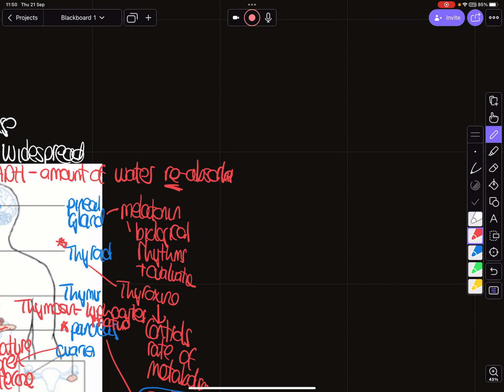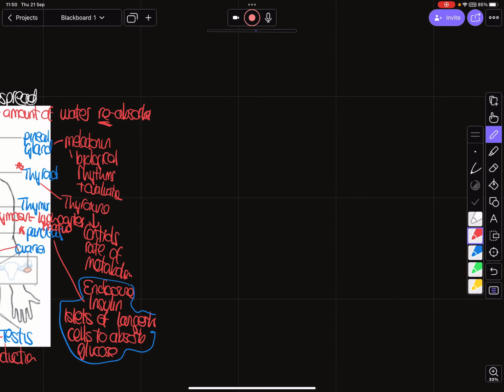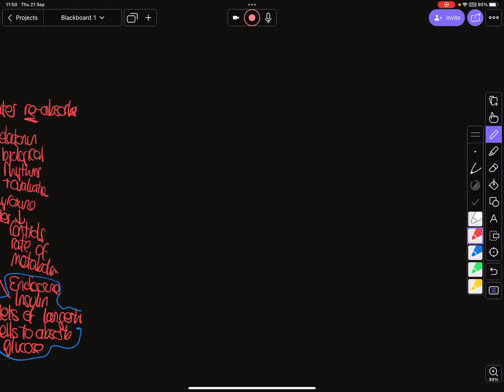And again, as I say, we talk more about these when we get to form 6 and we do our human reproduction. So just to put it aside and just to be aware, pancreas.